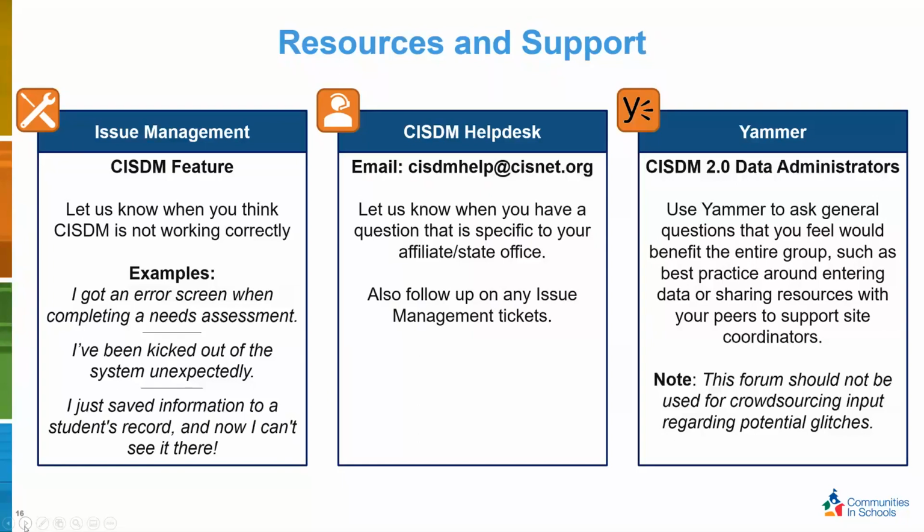That's something really unique to your affiliate, and so might not be system related, but is process related, and so you've got a question about it. That's a great time to use the CISDM email address. So CISDMhelp@cisnet.org. And this would also be any follow-up on something you've already submitted through issues management. When you submit something through CISDM in the issues management icon, you'll get an email response from the CISDMhelp@cisnet.org email address. So that's a great back and forth tool.